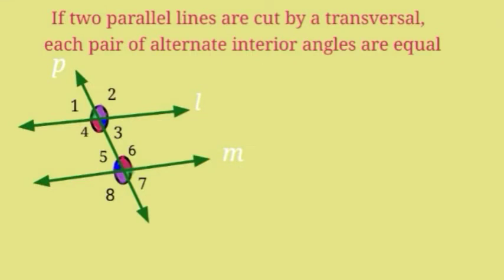Now look at the second property. If two parallel lines are cut by a transversal, each pair of alternate interior angles are equal in measure. Here the alternate interior angles are angle 3 and angle 5, angle 4 and angle 6. So, angle 3 is equal to angle 5 and angle 4 is equal to angle 6. That means each pair of alternate interior angles are equal in measure.